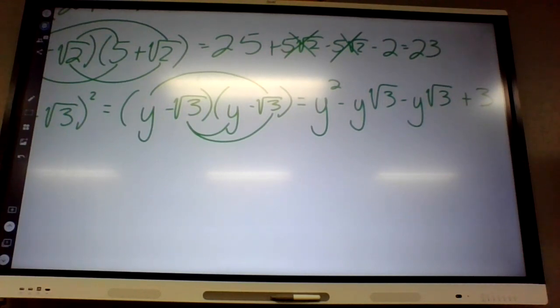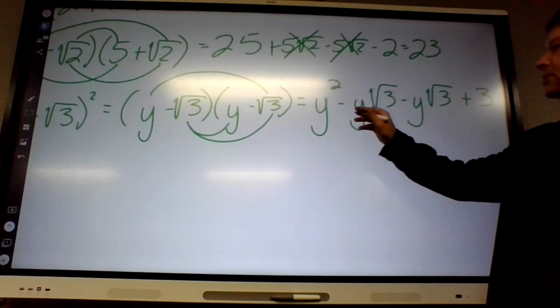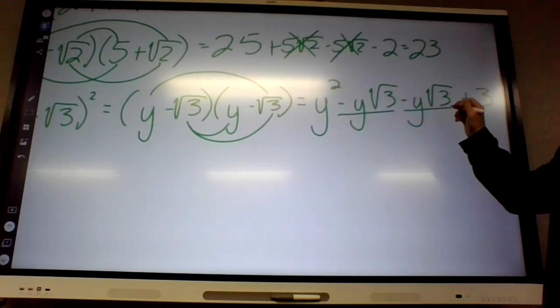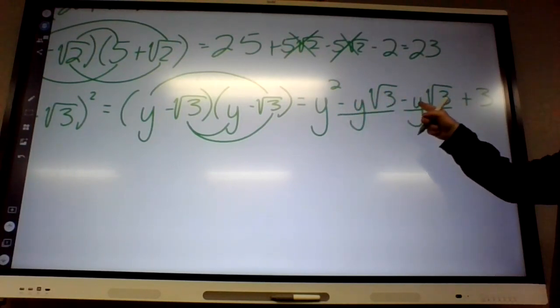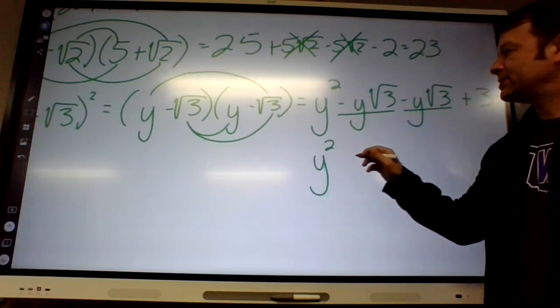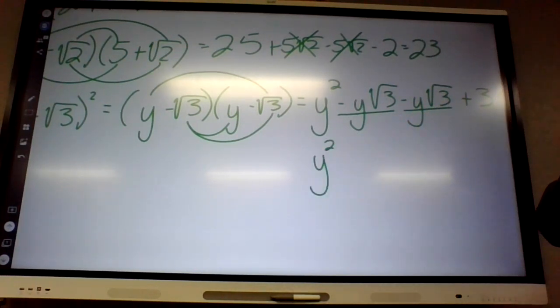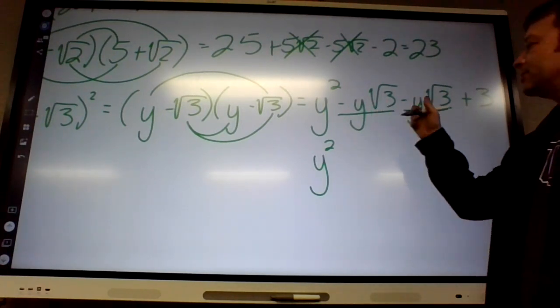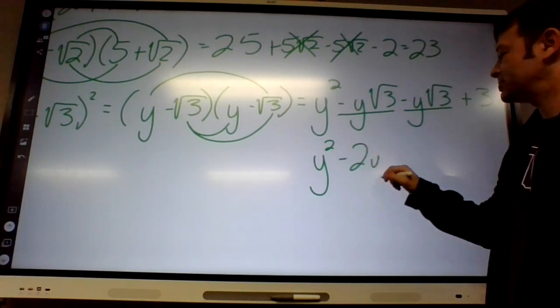Okay, is there anything else I can do? You can simplify these two guys, right? What's minus one of these, minus one of these? Minus two. Okay, it's not positive because that would be a multiply thing. We're not multiplying. It's not positive one, it's negative two. Anyway, so negative two y square root of 3.